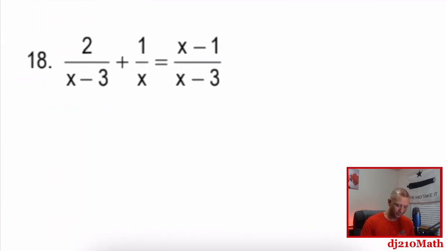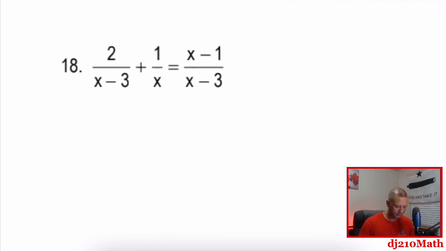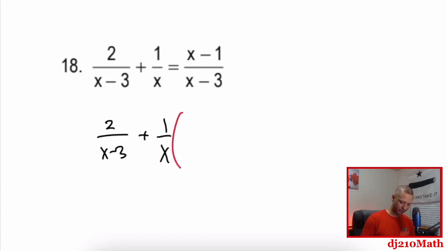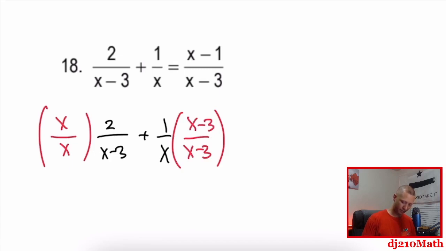All right. I mean, these are killer. So 2x minus 3 plus 1 over x. Same thing, same idea. So then this is going to be 2x plus x minus 3, right?